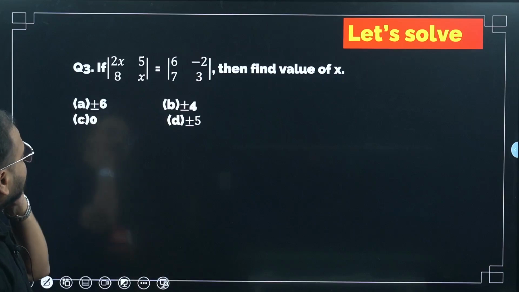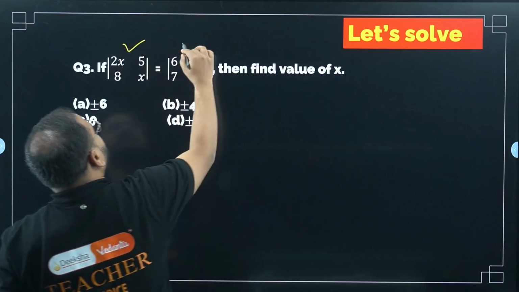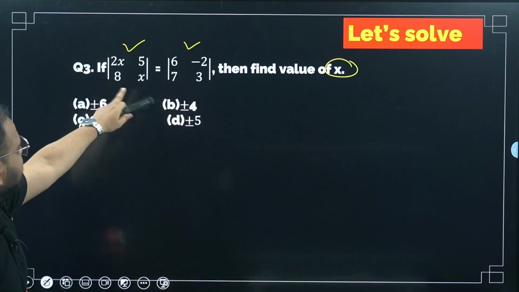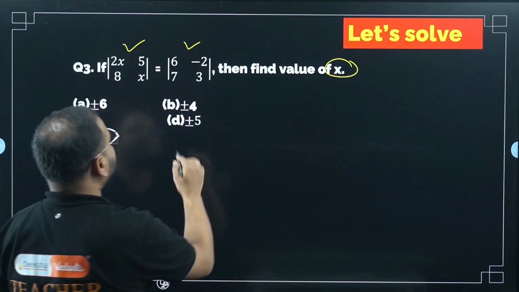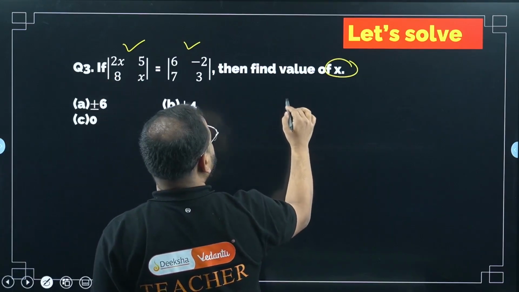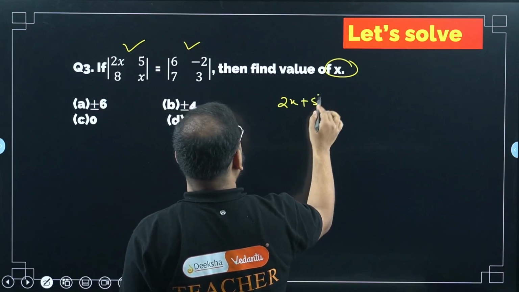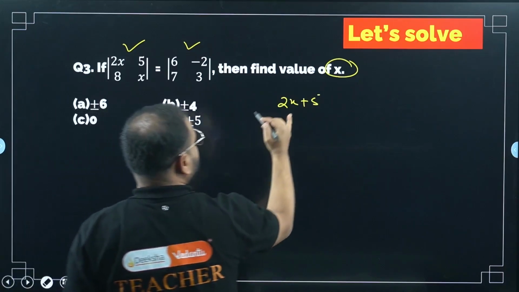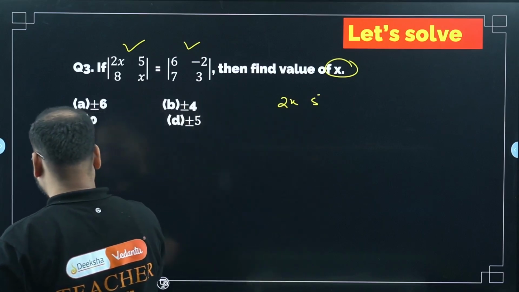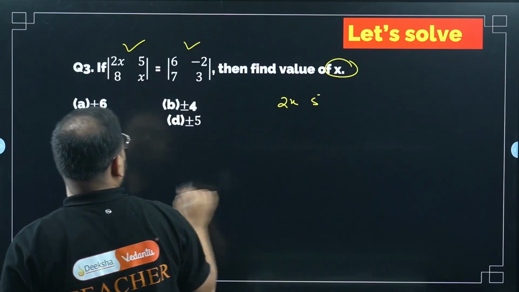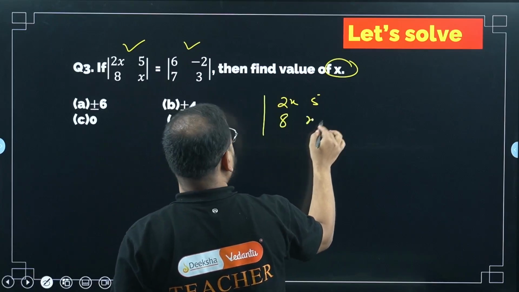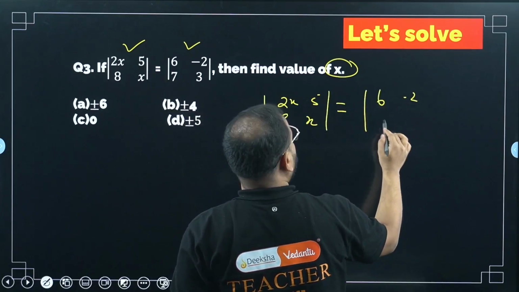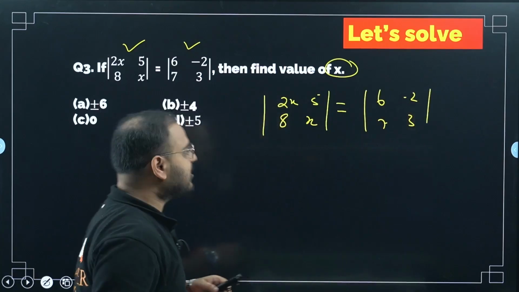Okay. Now, again, they're saying the determinant of this matrix and this matrix are equal. Find the value of x. So we have to find the determinant. How will I find the first one? So I'll find this: 2x. Oh, sorry, not plus 5, just simply 2x. And this is what? 8x equals to what? 6 minus 2 and 7, 3. Do it here.